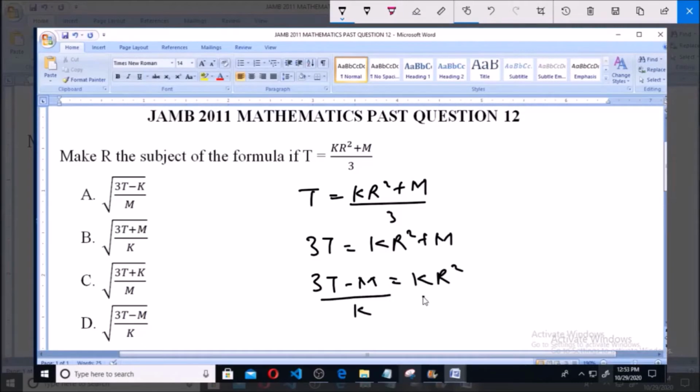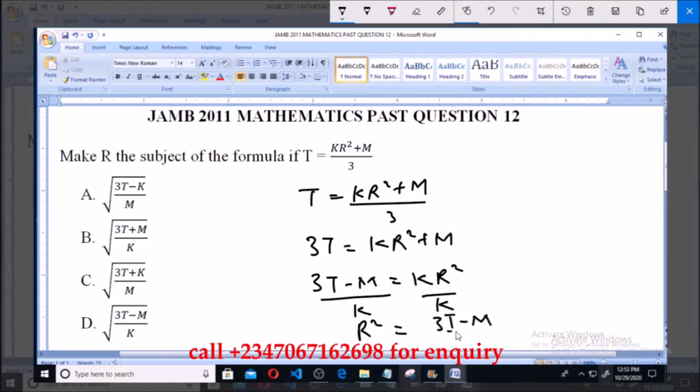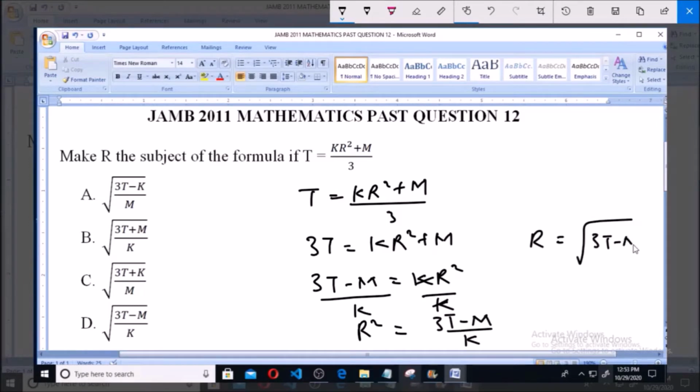We divide both sides by K. So we have that R squared is equal to 3T minus M all over K, because this K cancels this K here. Now since we have R squared is equal to 3T minus M over K, we can now say that R is equal to the square root of 3T minus M all over K, and that is option D, which is the correct answer to this question.